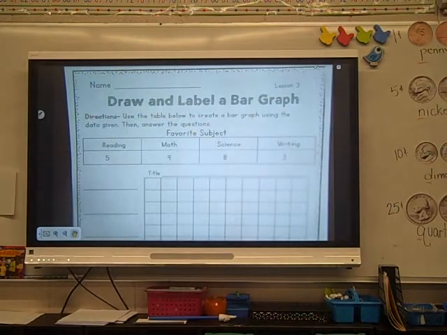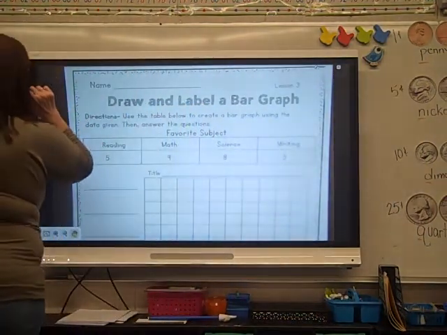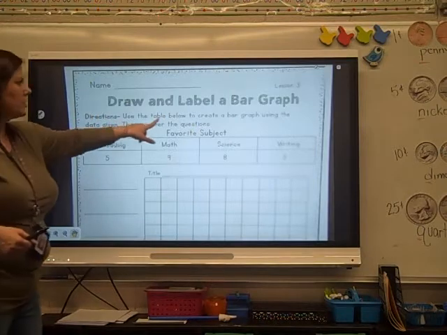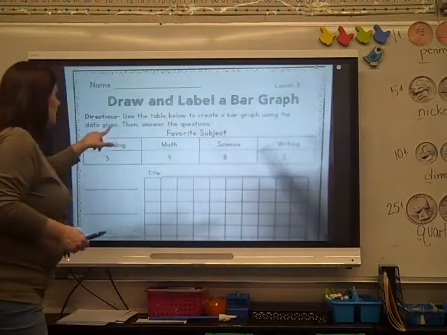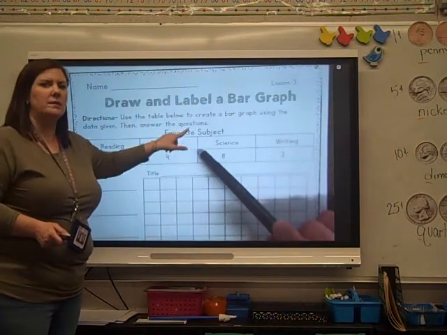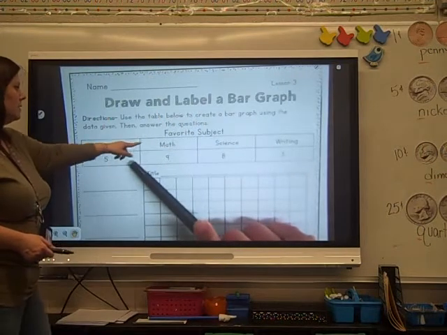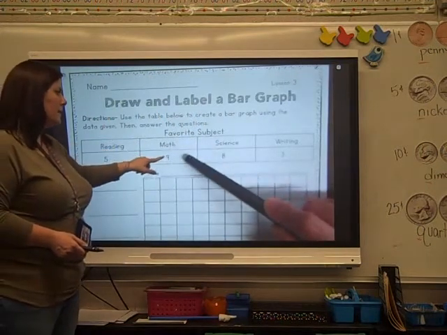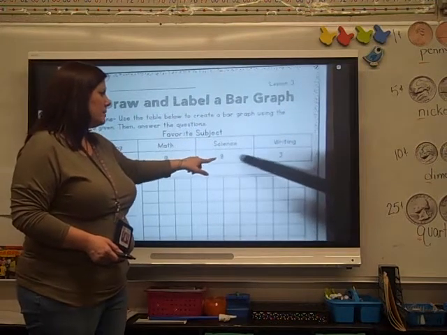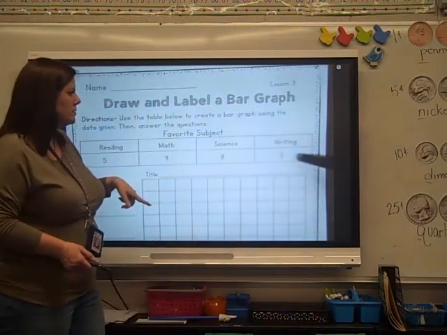All right, guys, we've got to draw and label a bar graph, all right? So, use the table below to create a bar graph using the data given. Then answer the questions. So, they went around asking people what's their favorite subject. Well, reading, 5 people voted for reading. Math, 9 people voted for math. Science, 8 people voted for science. Writing, 3 people chose writing.